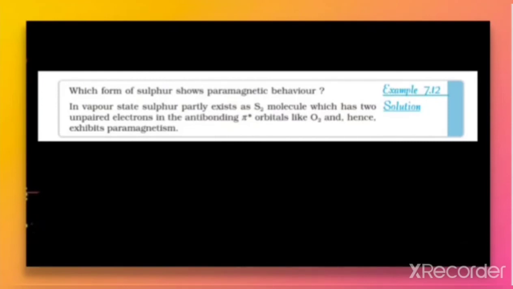Just now we discussed that at high temperature, it shows paramagnetic behavior because of the presence of unpaired electrons in the antibonding orbitals like O2. Therefore, it exhibits paramagnetism. So it is one of the important questions. The straightforward answer here is that it exists as the S2 molecule at high temperature, and because of the unpaired electrons in the antibonding orbitals, it exhibits paramagnetism.